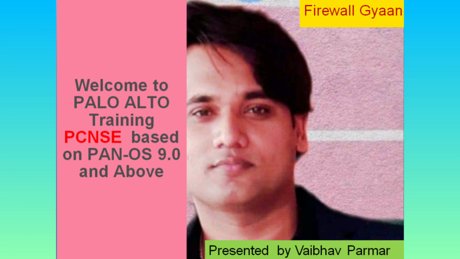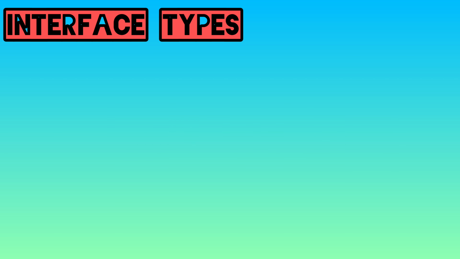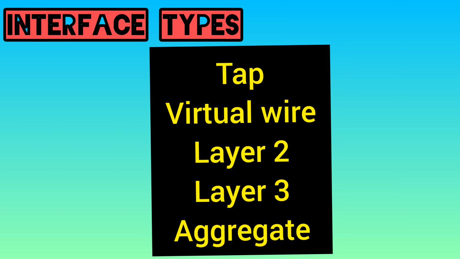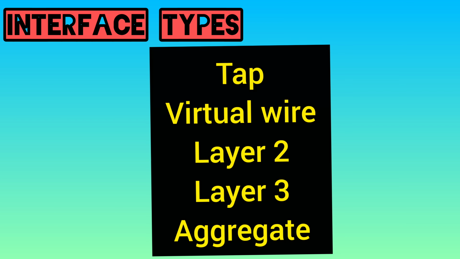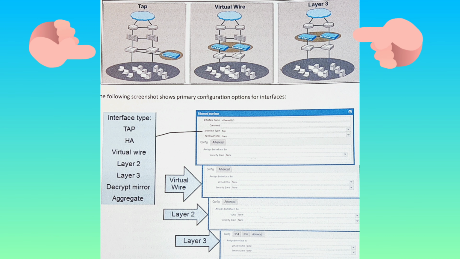Let's try to identify appropriate interface type and configuration for a specified network deployment. We're going to learn types of interfaces. Palo Alto Networks firewall supports several different interface types like tap mode, virtual wire mode, layer 2, layer 3 and aggregate. A single firewall can freely intermix interface types to meet any integration need. The decision about which interface configuration to choose depends on functional need and existing network integration requirements.